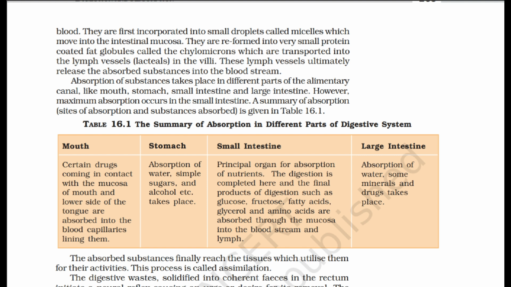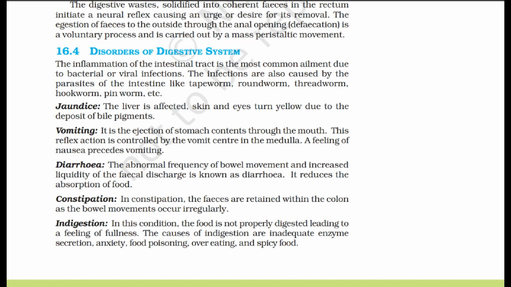The absorbed substances finally reach the tissues which utilize them for their activities. This process is called assimilation. The digestive wastes, solidified into coherent masses in the rectum, initiate a neural reflex causing an urge or desire for its removal. The ejection of feces to the outside through the anal opening, defecation, is a voluntary process and is carried out by a mass peristaltic movement.